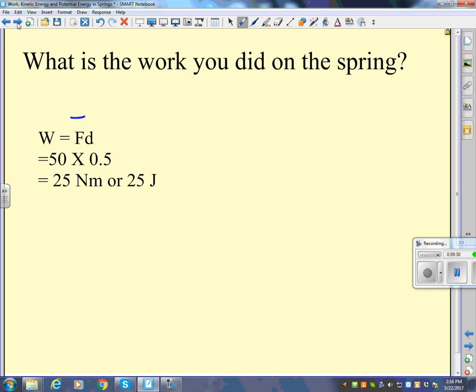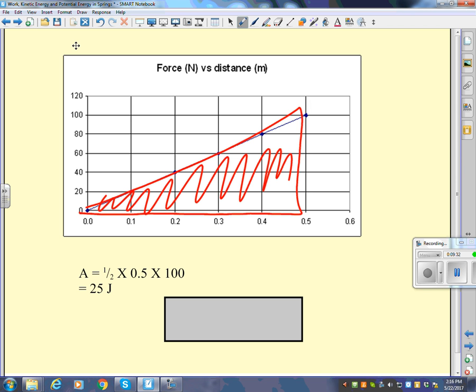And if you stop and think about it, if this is the initial force and this is the final force, the average is just right down the middle here, isn't it? So we're just flattening out that triangle, making it into a rectangle, finding the average.